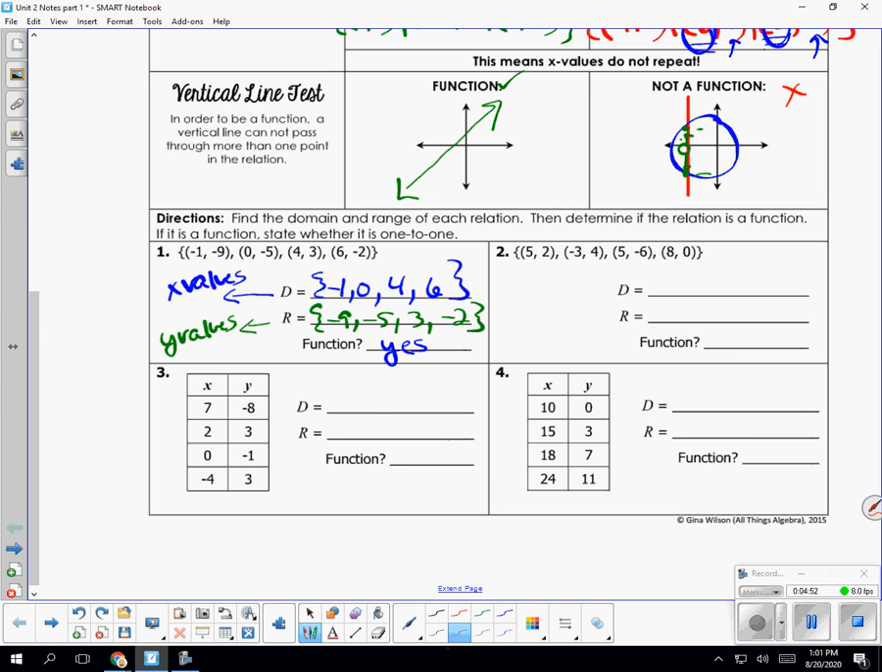Okay? So again, let's take a look at number 3. Let's take a look at our domain values, or our x values, or these numbers right here. 7 to 0 and -4.